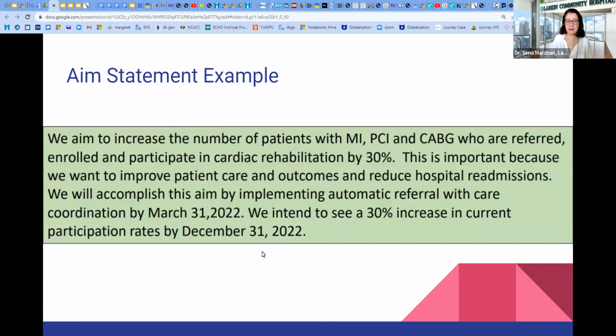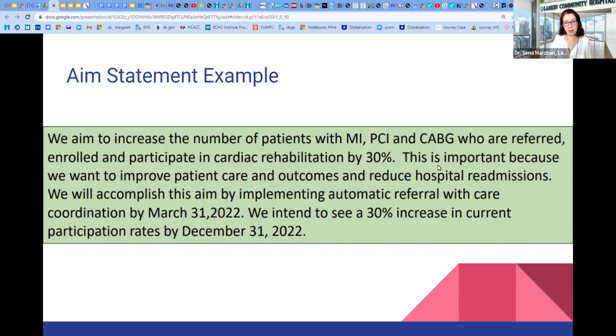And this is the thing that we discussed together. We aim to increase the number of patients with MI, PCI, and CABG who are referred, enrolled, and participate in cardiac rehabilitation by 30%. So it's something measurable. This is a SMART goal. It is precise about to what extent we want to improve our performance.